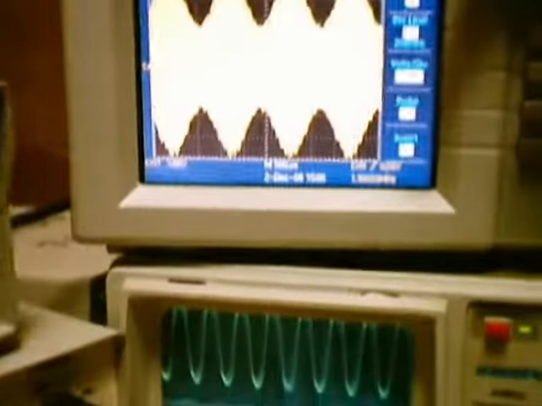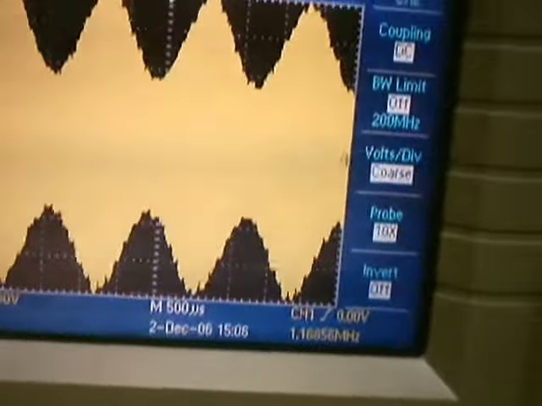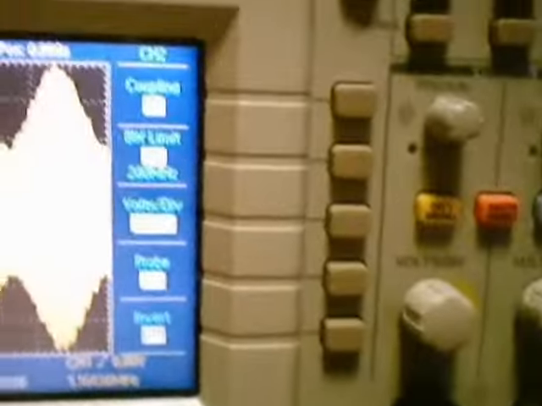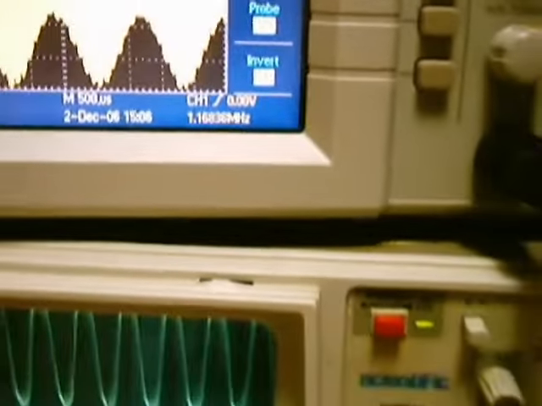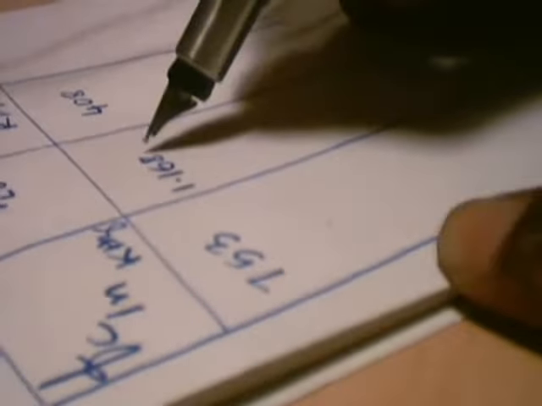Let us verify what the local oscillator frequency is now. You can just use the DSO for measuring the frequency. Now you can see the local oscillator frequency is 1.168 megahertz. So the frequency here is 1.168 megahertz. We were expecting a frequency of 1.15, which is very close to 1.168 megahertz. So my FLO happens to be 1.168 in terms of megahertz.